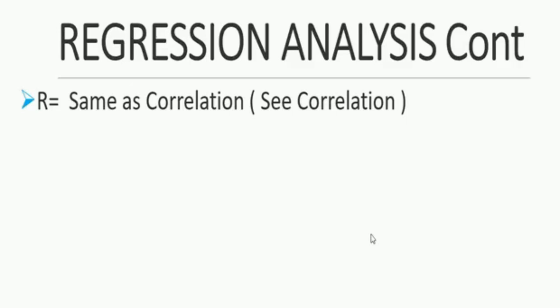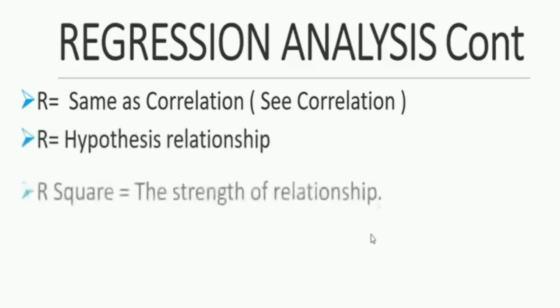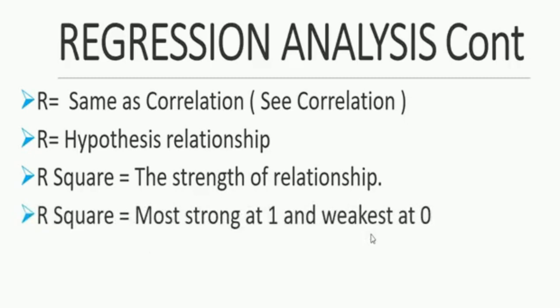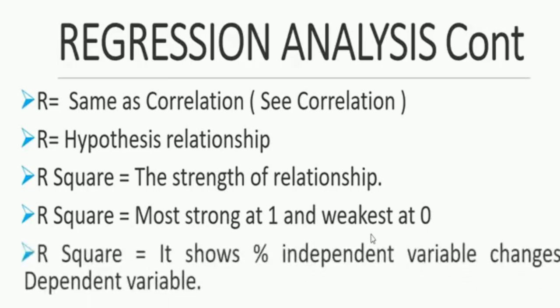R is the same as correlation, as we discussed earlier, that it tells the relationship between your variables. It explains your hypothesis relationship as well. Then comes your R square. R square tells the strength of your variables, the relationship with each other, and how strong or how weak your variable is. R square also tells how much independent variables are explaining or changing your dependent variable.